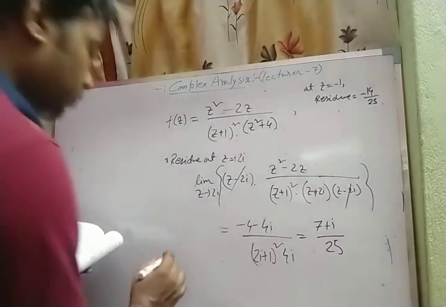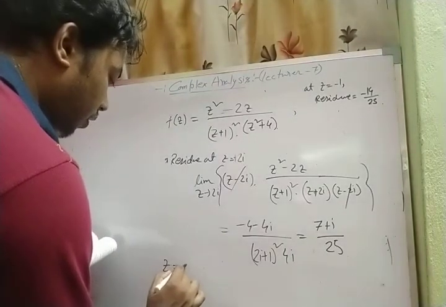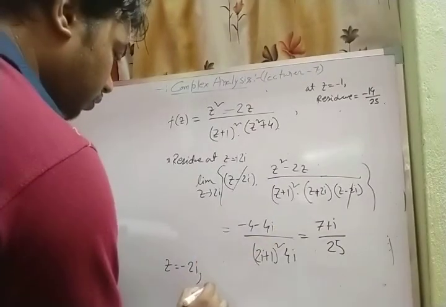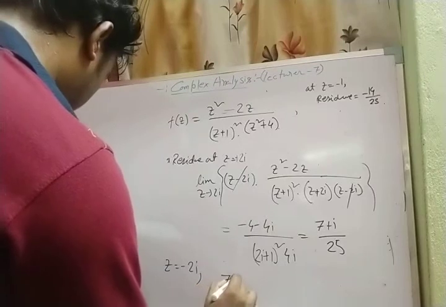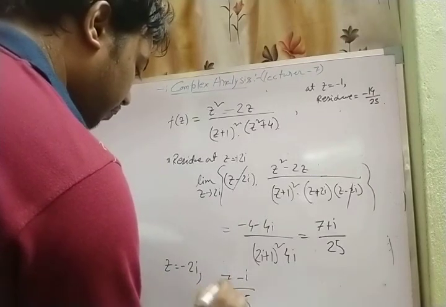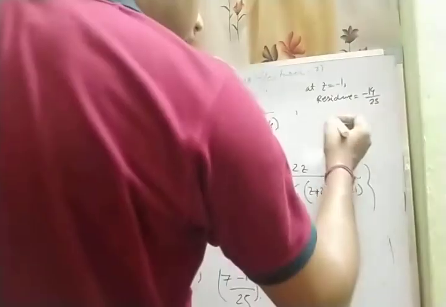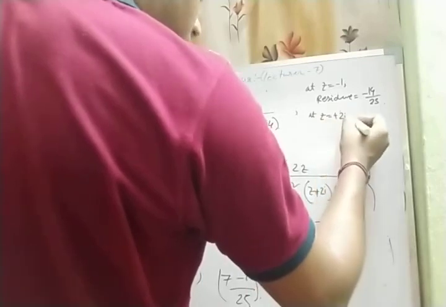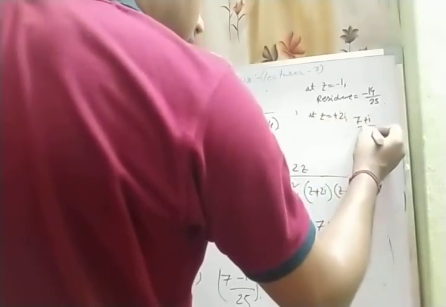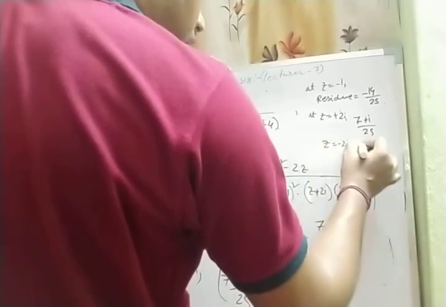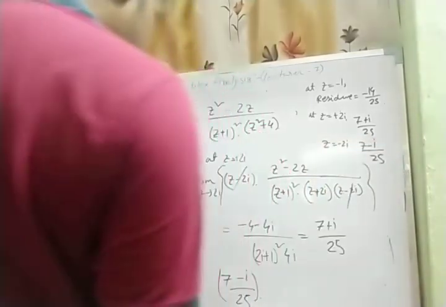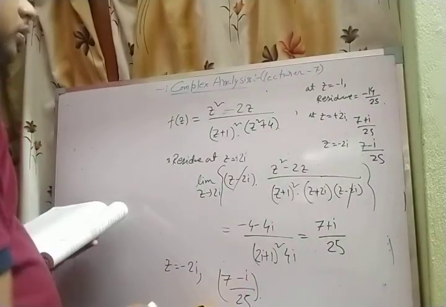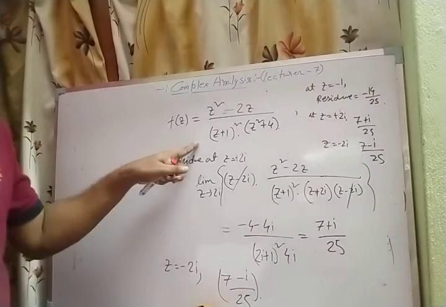Now the residue at z = −2i can easily be found by its complex conjugate. So that would be (7 − i)/25. So at z = +2i we are getting (7 + i)/25, and at z = −2i we are getting (7 − i)/25. Okay, so these are the residues for this function.